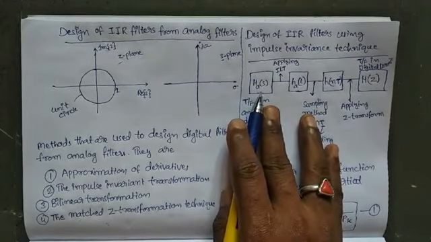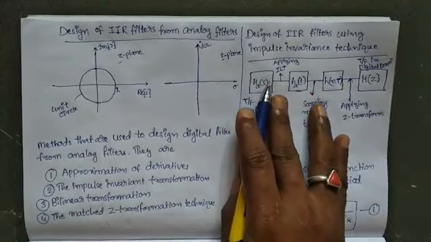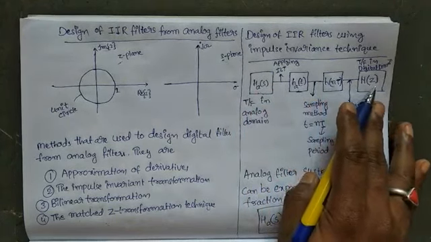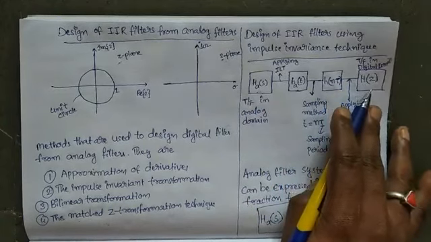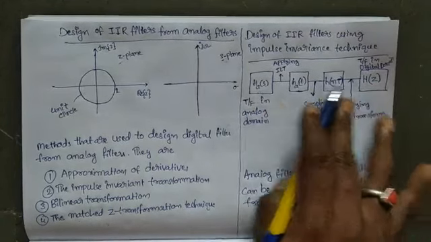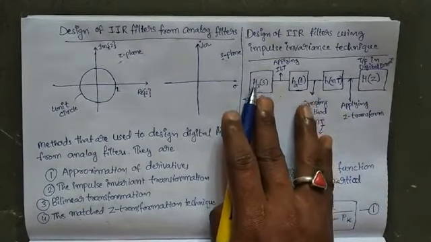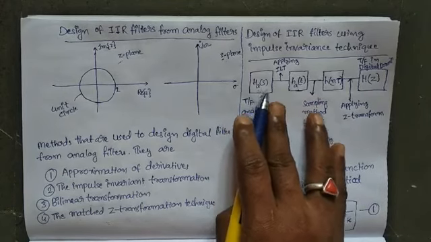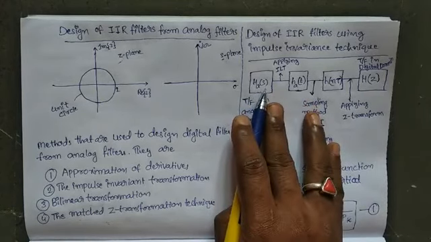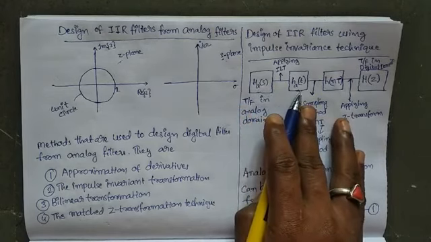Now we are converting this analog transfer function into the digital filter transfer function. The digital filter transfer function is denoted by H of Z. To obtain H of Z from the analog filter transfer function, the first step is to apply the inverse Laplace transform to HA of S. The inverse Laplace transform of HA of S is HA of t.